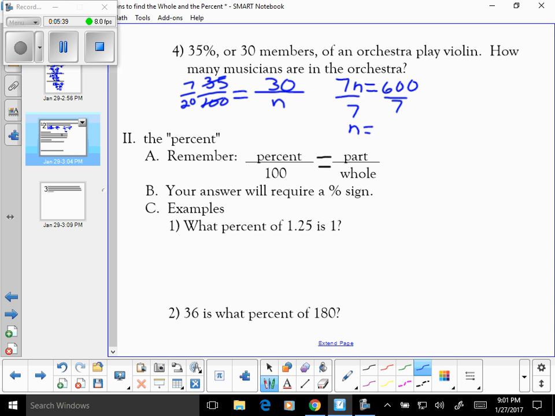Yes, you are. So remember that whenever you work with a remainder, you either ignore it completely, round up to the next one, or remember that you can sometimes use it. In this case, you cannot. We cannot have part of a person sitting there. So our best answer here is going to be 86 musicians.